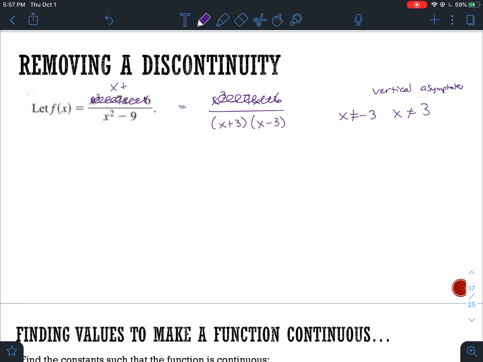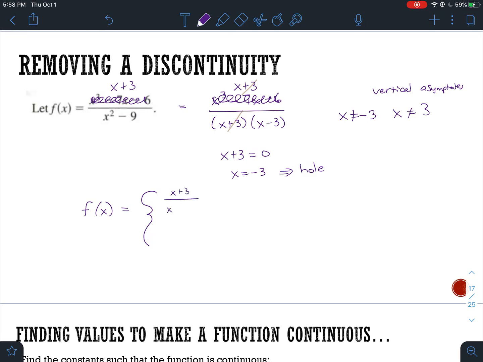So let's change this to x plus 3. If I change that to x plus 3, then I can remove the discontinuity at x equals negative 3, since they canceled. What happens when x plus 3 is equal to 0, or at x equals negative 3? There's a hole there. You can remove discontinuities when there's a hole. How do we do that? We're going to make it into a piecewise function.